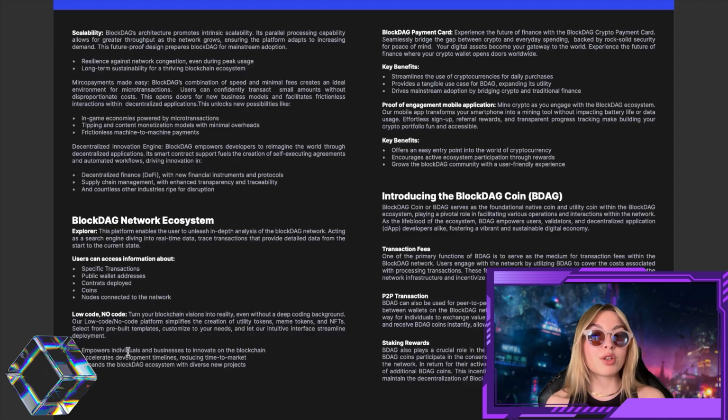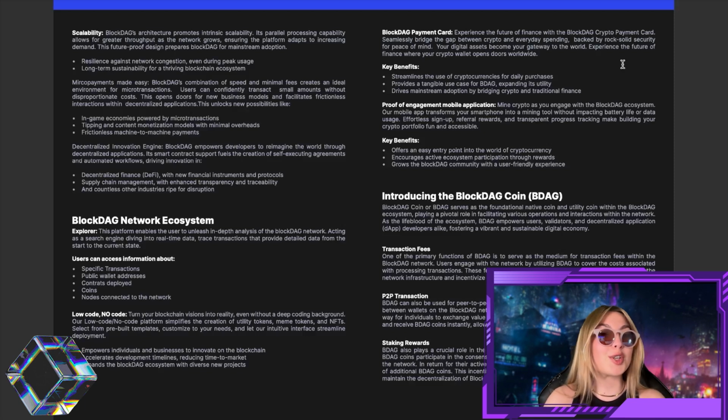Down below, also low code is no code basically, so that is one of the things that they're implementing. BlockDAG payment card as well. You can experience the future of finance with the BlockDAG crypto payment card. This is one of my favorite parts about everything that goes on over here, because having an actual card is simply amazing, and you can seamlessly bridge the gap between crypto and everyday spending, backed by rock solid security and peace of mind, and your digital assets become your gateway to the entire world.